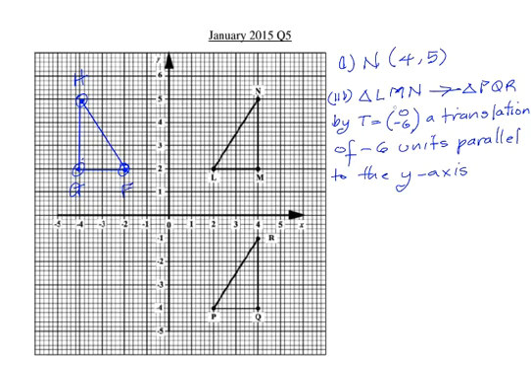So triangle LMN is mapped onto triangle PQR by T 0 minus 6, which is a translation of minus 6 units parallel to the y-axis.